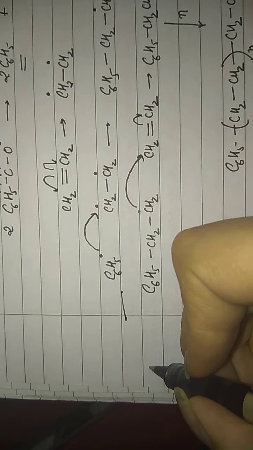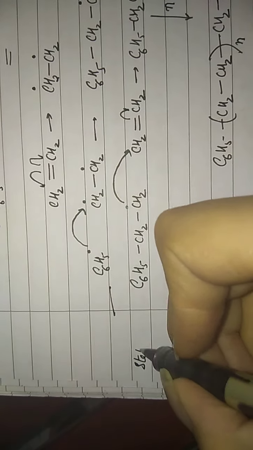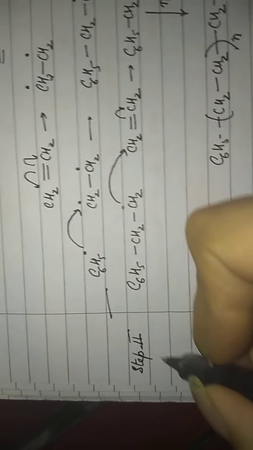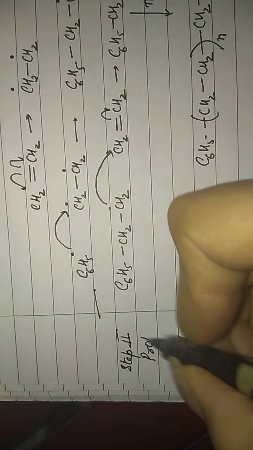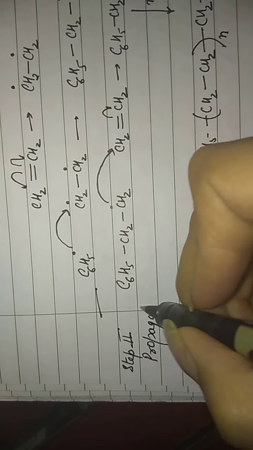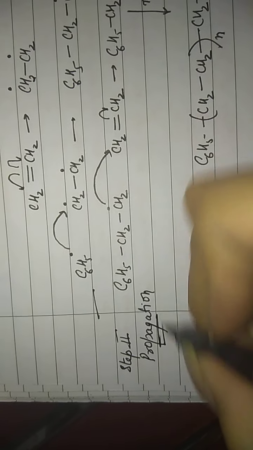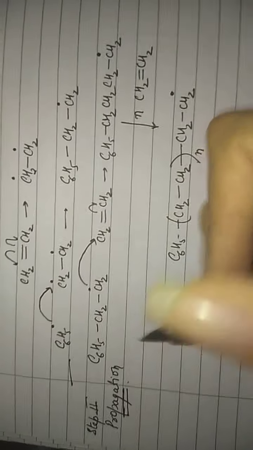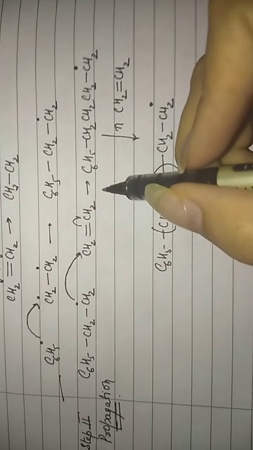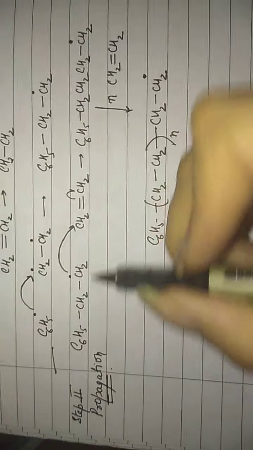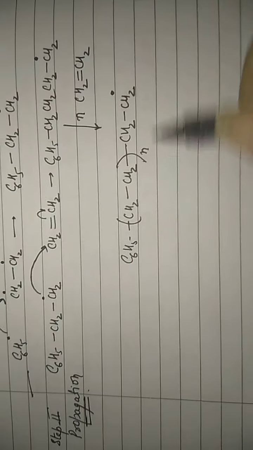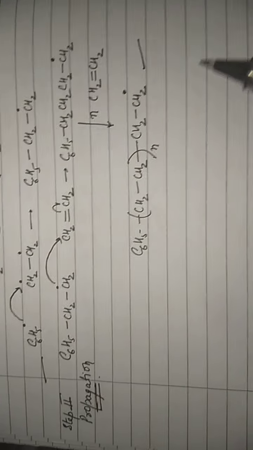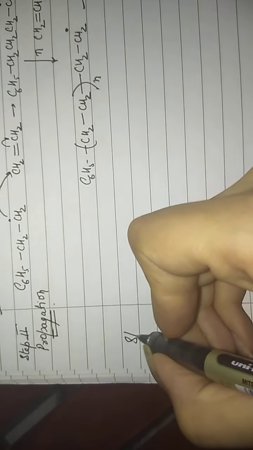From here starts your step 2, which is chain propagation. What is happening in chain propagation? A number of CH2 molecules keep getting added to this free radical, thus giving you this chain. Now we have to stop the ongoing chain. How are we going to stop this chain?